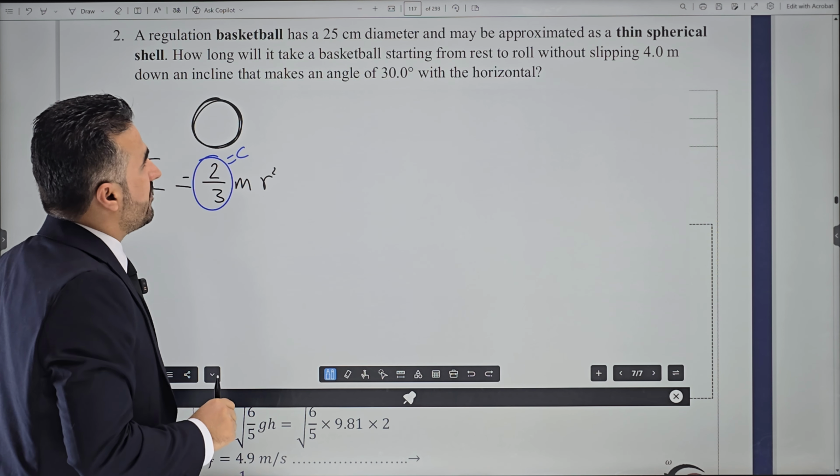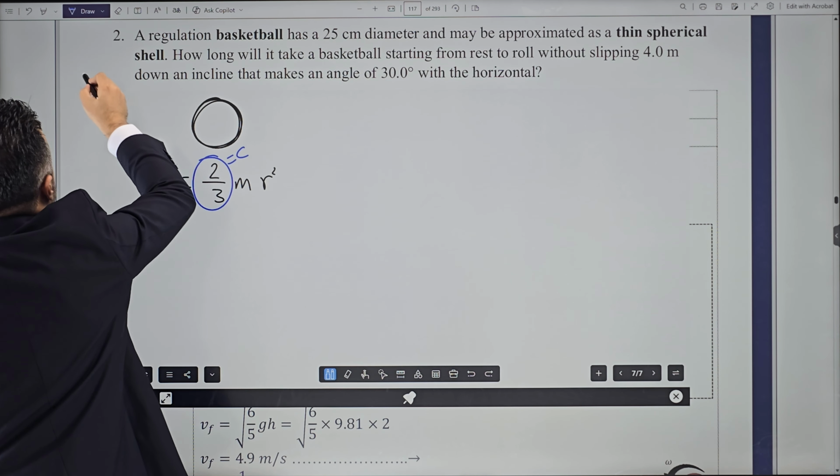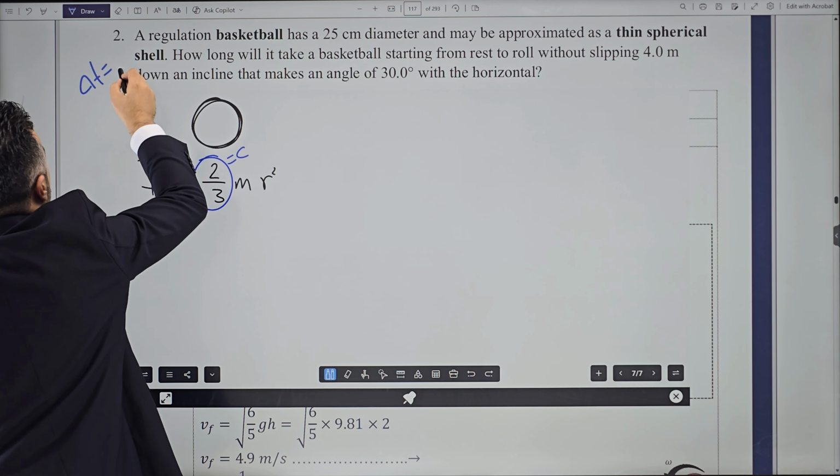That tells you that. The question says, how long does it take the basketball starting from rest? What does starting from rest mean? That means V initial, or let's just start with this one here. It says, how long does it take? Isn't that delta t here? So how long does it take? That would be delta t.